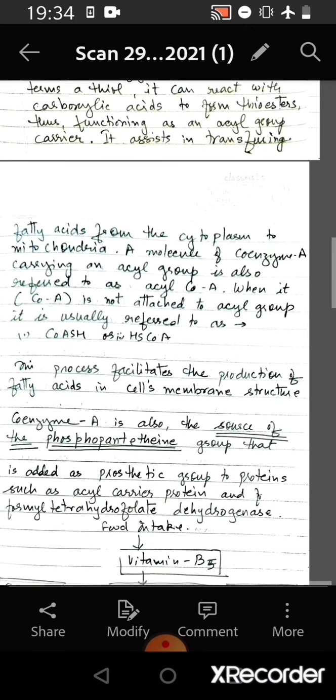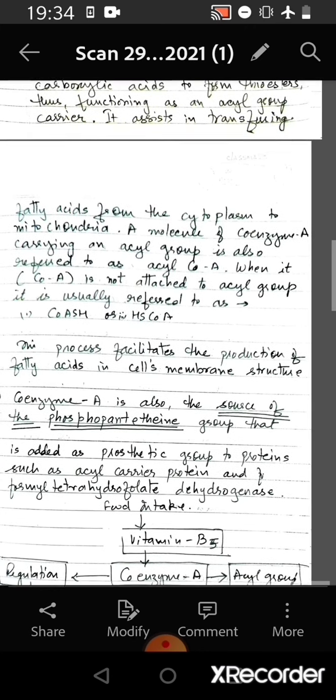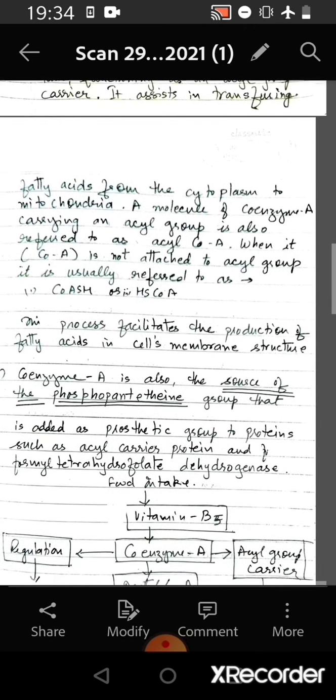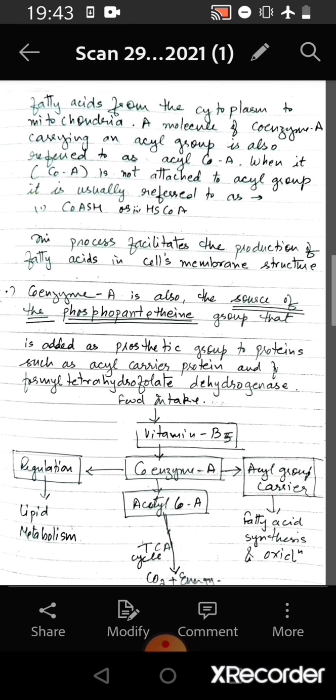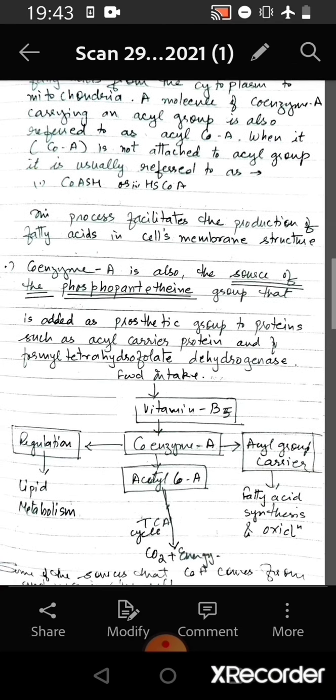It assists in transferring fatty acids from the cytoplasm to mitochondria. A molecule of coenzyme A carrying an acyl group is also referred to as acyl coenzyme A. When coenzyme A is not attached to an acyl group, it is usually referred to as CoASH or HSCoA. This process facilitates the production of fatty acids in the cell's membrane structure.